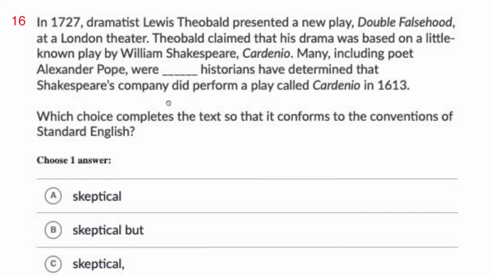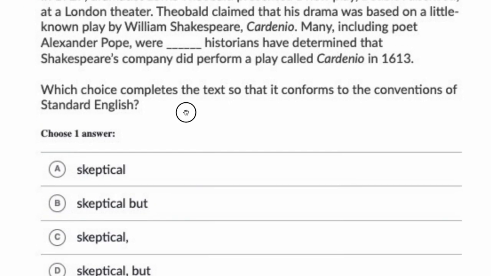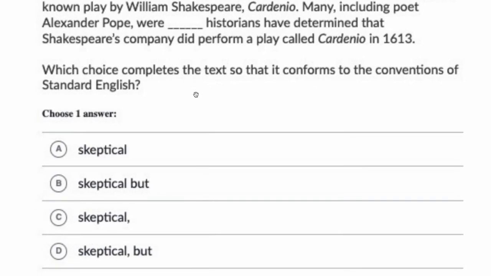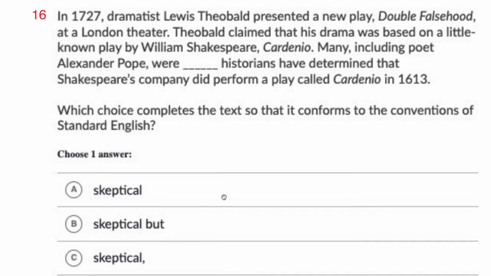In 1727, this person presented a new play, Double Falsehood, at a London theater. He claimed that his drama was based on a little-known play by William Shakespeare, Cardenio. Many, including Alexander Pope, were skeptical, but historians have determined that Shakespeare's company did perform a play called Cardenio. Okay, so what do we have here?